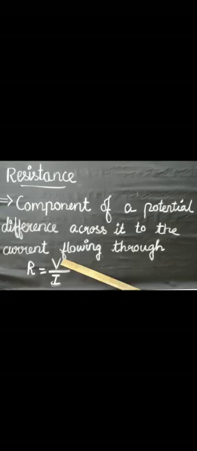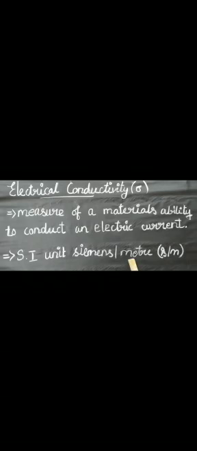Next we can see the electrical conductivity. Electrical conductivity is otherwise known as specific conductance. It is the measure of a material's ability to conduct an electric current. We want to test the ability of the material to conduct an electric current. If you want to pass the electric current, beforehand we want to check the ability.